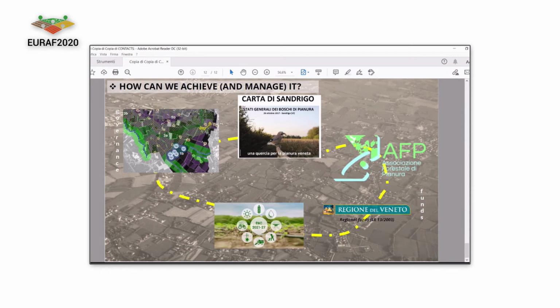Thank you, Giovanni. That was a really great presentation. It's also really nice to see that agroforestry can also be successful in an area characterized by intensive farming. That's really good to see.